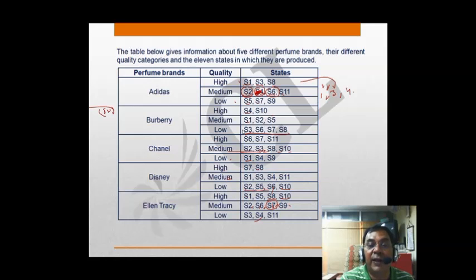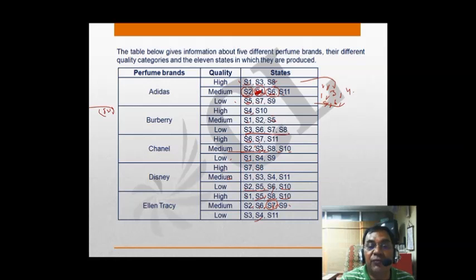5 high, high comes. Low comes. Medium comes. So 5 also gone. 6 high, 6 is here. Now medium is here, low is here. So 6 also gone. 7. That's how we have to check.